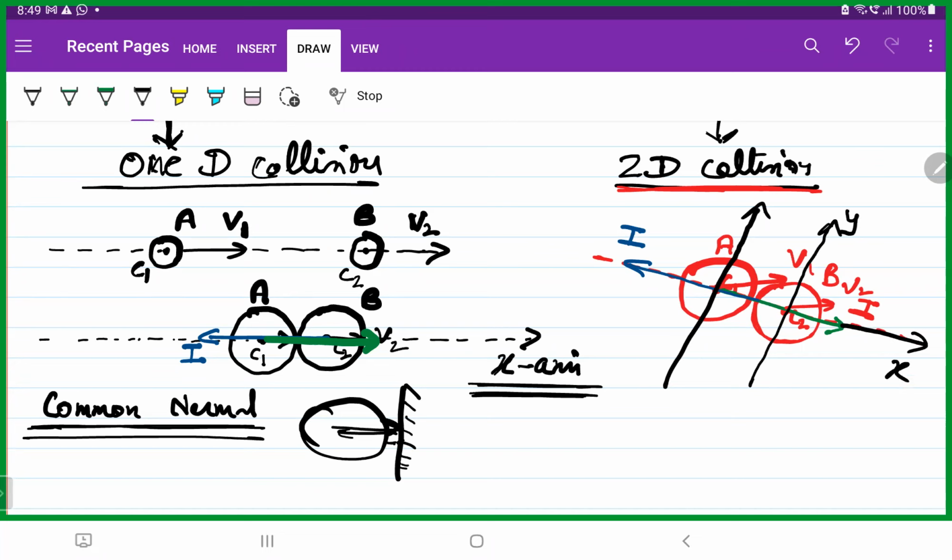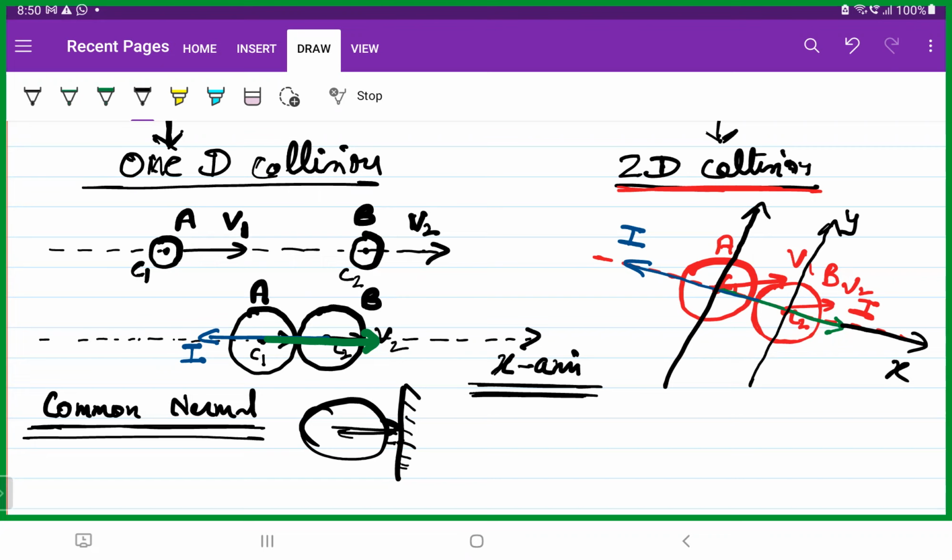Why will two directions be involved? Because V1, V2 are not coming fully along x-axis, unlike in the 1D collision. So here velocities V1 and V2 are not along x-axis, right? It has some component along y direction also. So the y direction component will be unaffected. Why will it be unaffected? Because whatever force B is applying on A is along x-axis. And whatever A is applying on B, that is also along negative x-axis. So basically the forces are along x-axis. So they will not interfere along y direction.